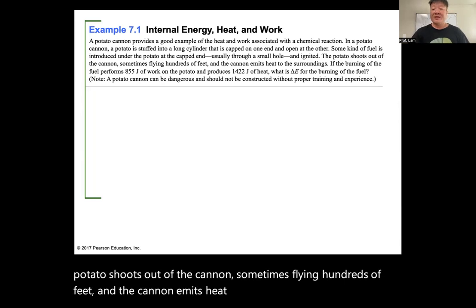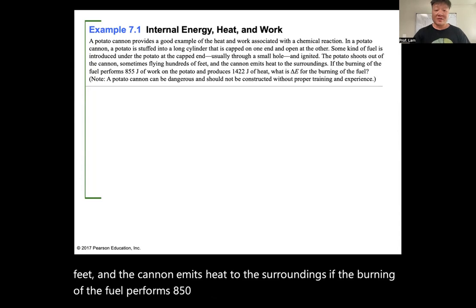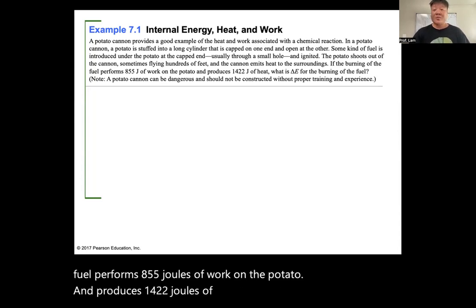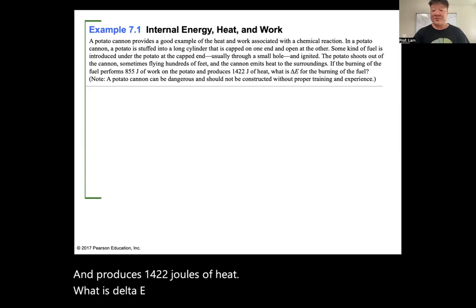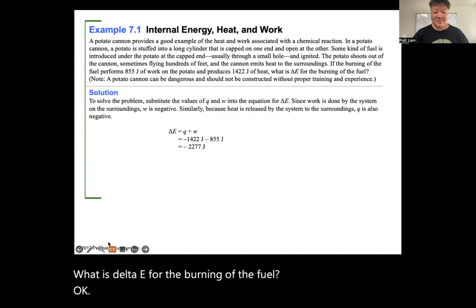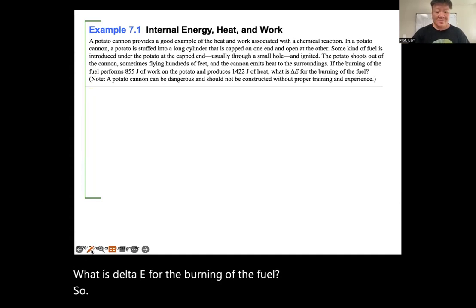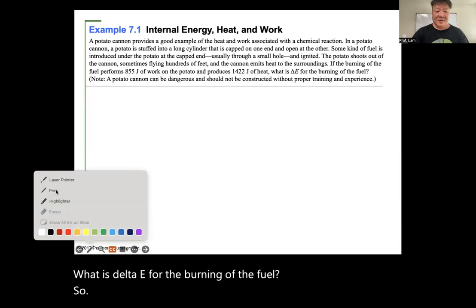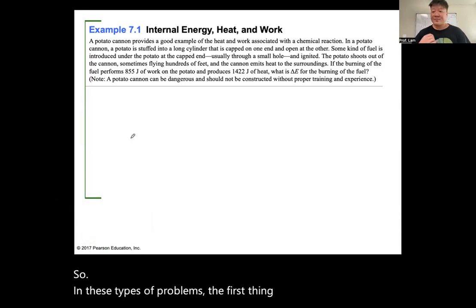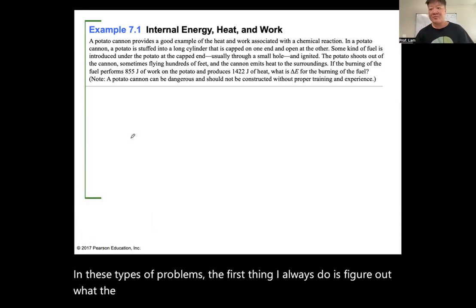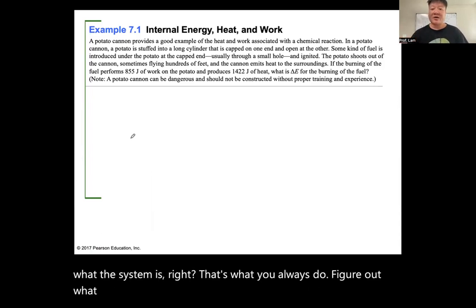to the surroundings. If the burning of the fuel performs 855 joules of work on the potato and produces 1422 joules of heat, what is delta E for the burning of the fuel? Okay, so in these types of problems, the first thing I always do is figure out what the system is, right? That's what you always do. Figure out what the system is so that you can talk about the energy exchange, okay?